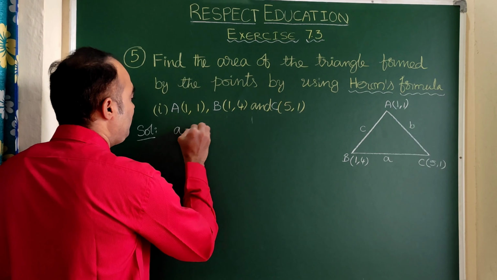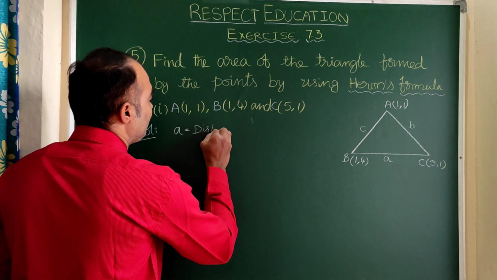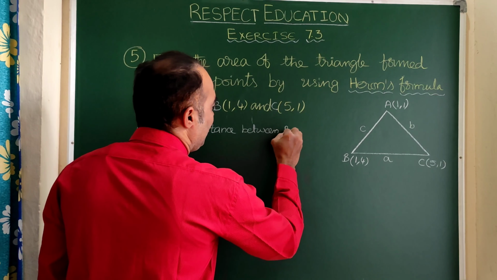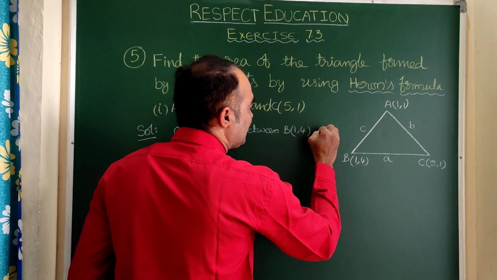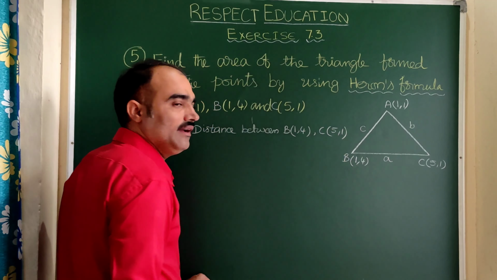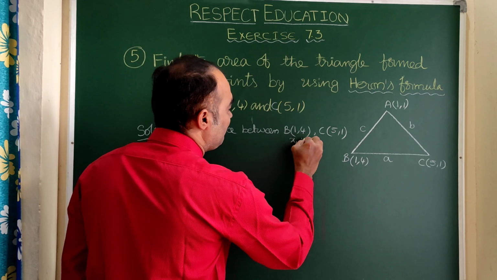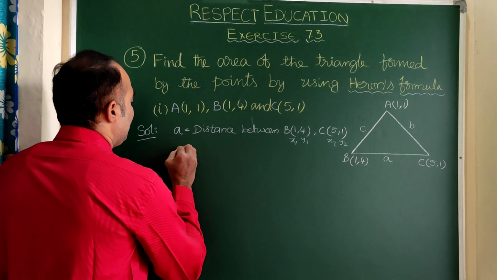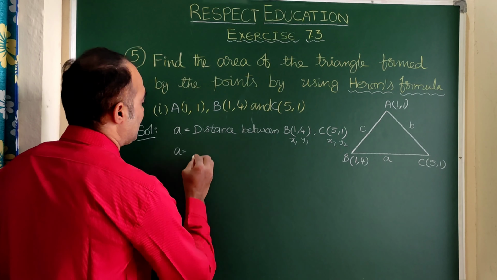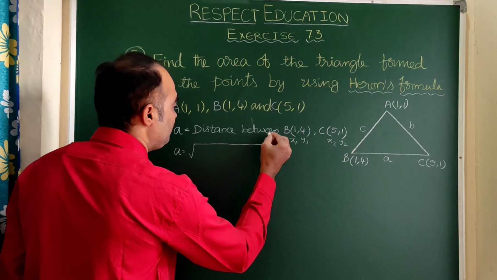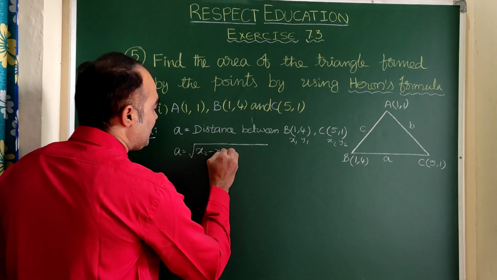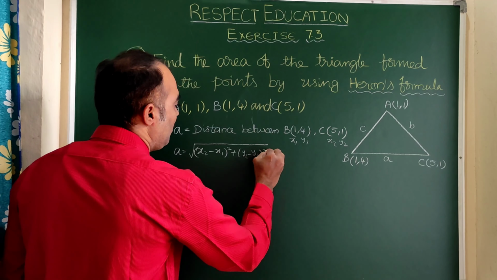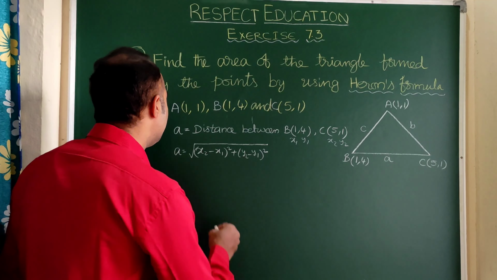A is equal to the distance between B (1, 4) and C (5, 1). Let us label it as x1, y1, x2 and y2. So here A is equal to, as we know the distance formula, that is under root (x2 minus x1) whole square plus (y2 minus y1) whole square. Let us substitute these values.